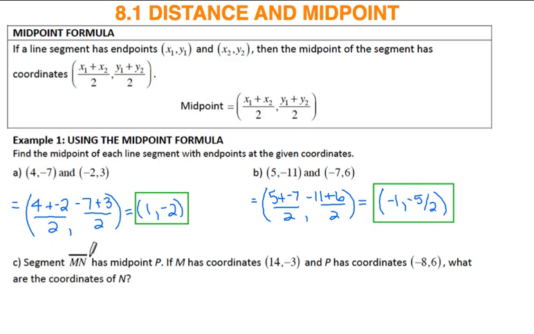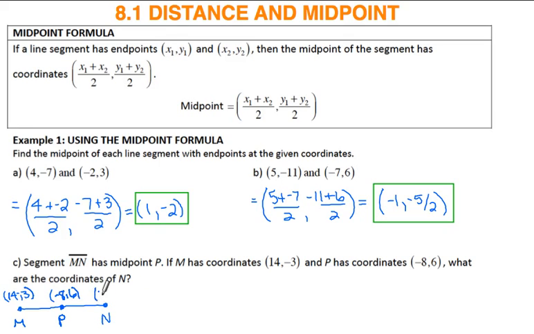For letter C, I have segment MN has midpoint P. So I'm going to go ahead and draw my segment MN, that way we can have a visual with midpoint P. So M has coordinates 14, negative 3. P has coordinates negative 8, 6, and we want to find the coordinates of N.